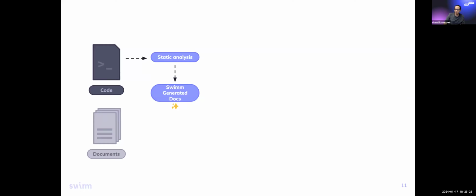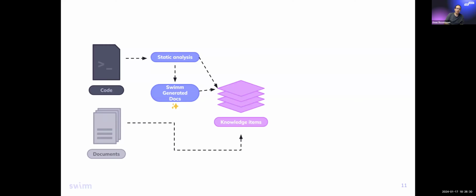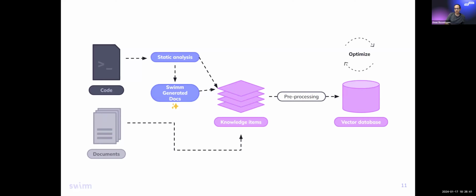So we take bits taken from static analysis, as well as the Swimm generated docs, and also documents that were created by users, and we create knowledge items from all of them. So this is our knowledge base. It consists of knowledge items, which we then pre-process and store in a vector database. We then optimize the vector database so that when someone asks a question, we can retrieve the relevant knowledge items. And this needs to happen very fast. So a lot of optimization is happening in the background to make sure the retrieval process is fast.